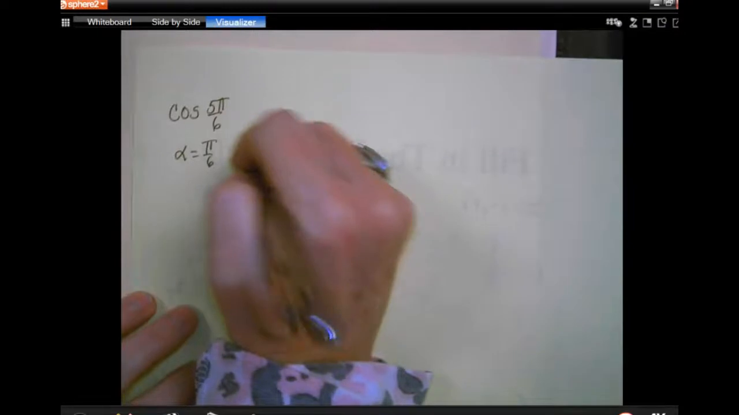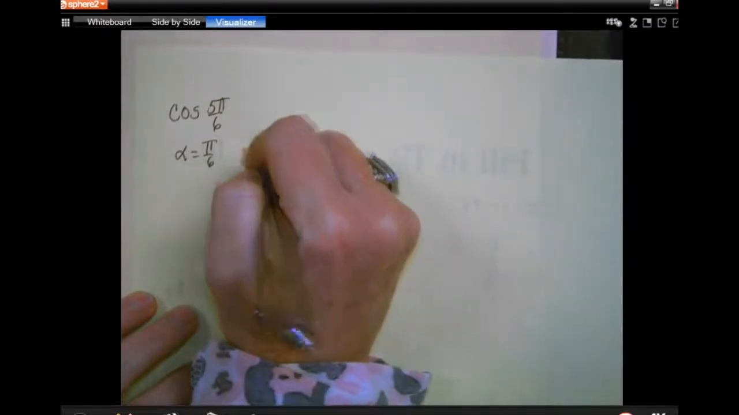So I want the cosine of 5 pi over 6. So the reference angle is what? Pi over 6. So if the reference angle is pi over 6, which by the way is 30 degrees, correct? 180 divided by 6 is 30. So my values are the square root of 3 over 2 and 1/2.